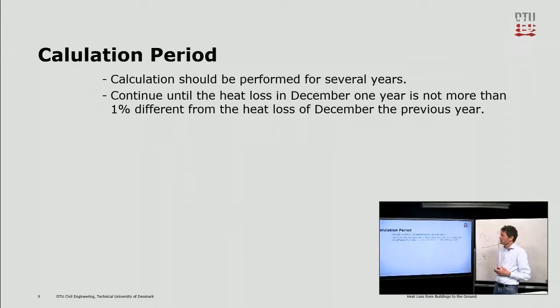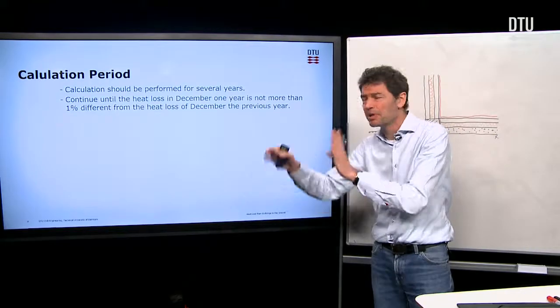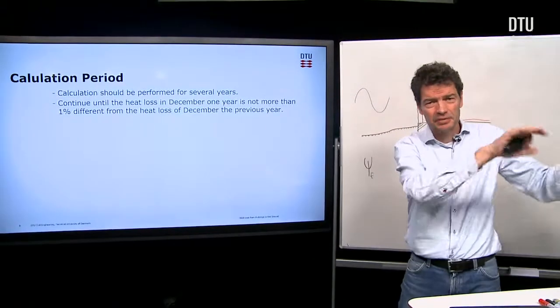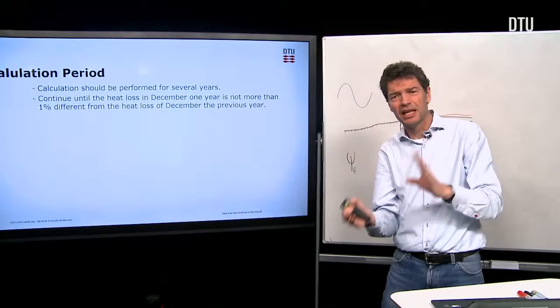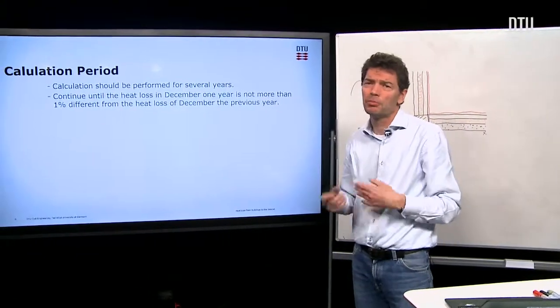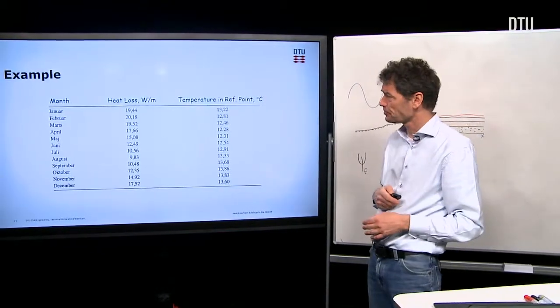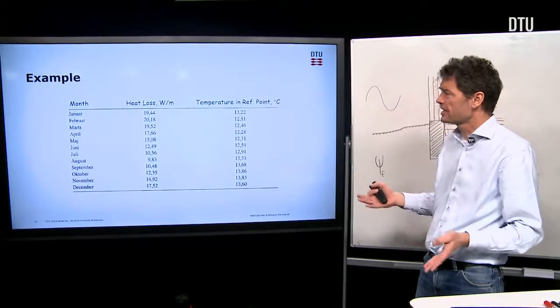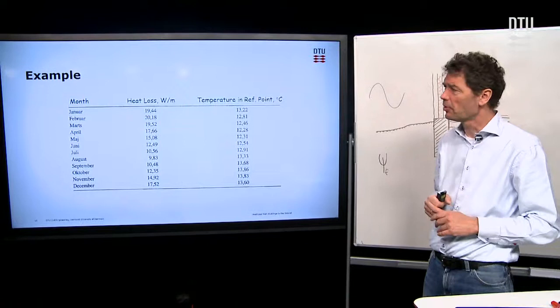Then the calculation period, I've indicated already, you might need to calculate possibly several years because you need to calculate these variations seasonally, and you have to calculate year after year such that the last year looks more or less like the previous year. The results must not be more than 1% different from what you obtain one year to the next.